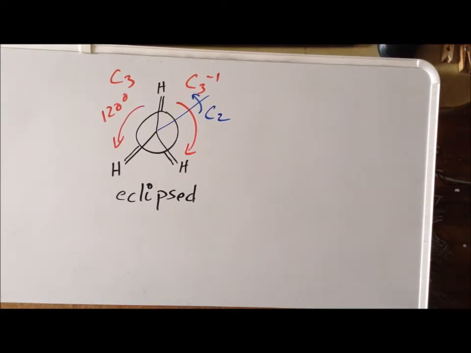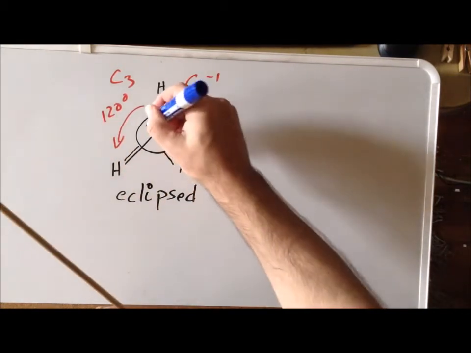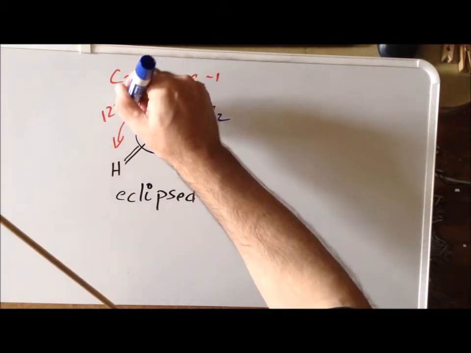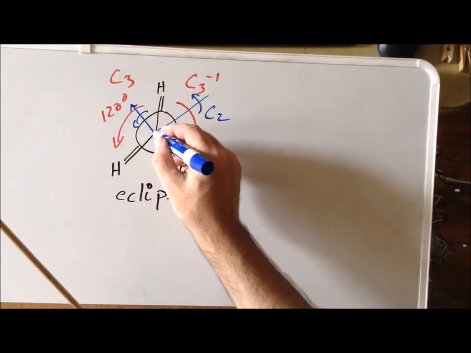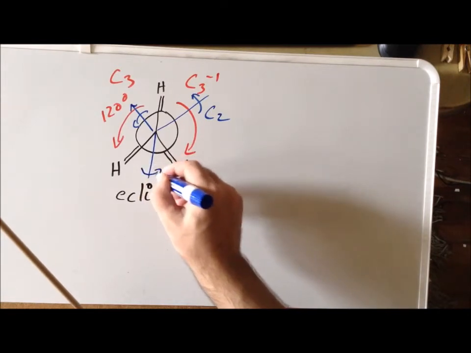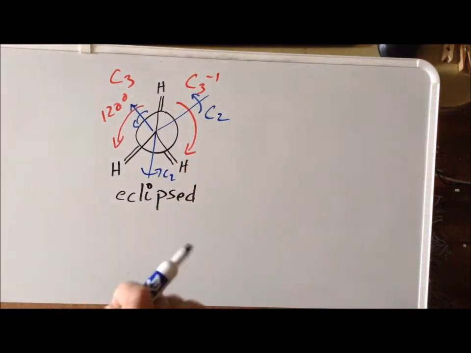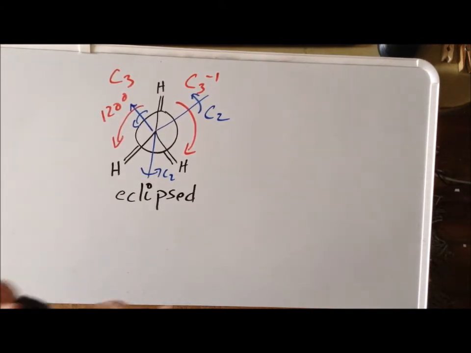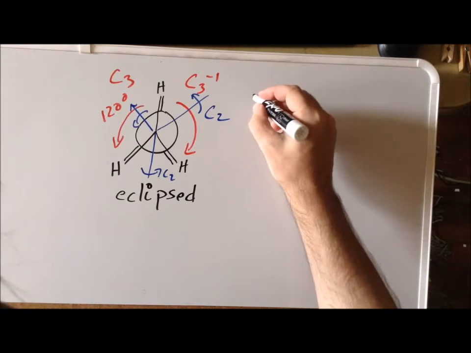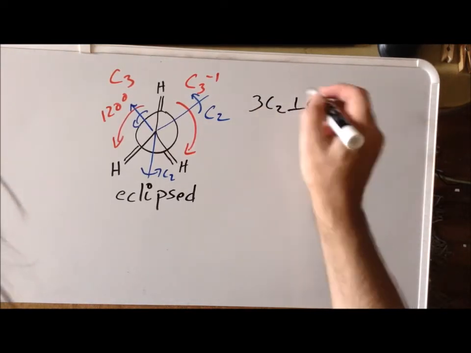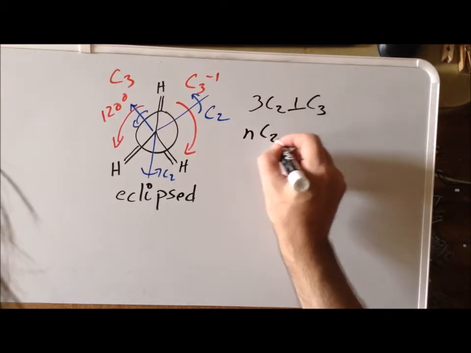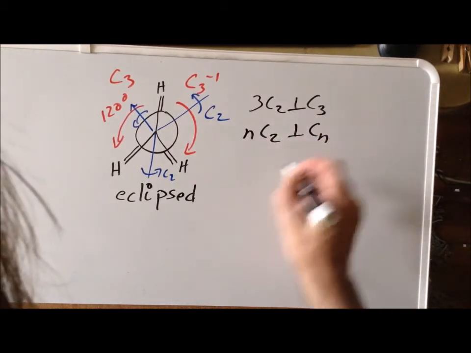Since we have at least one, we know that there have to be three. So the other C2 axes will be along here. There's one. Rotate that way. And then we have one along this axis here. So we notice that we have three C2s perpendicular to our C3, which means that we have n C2s perpendicular to our Cn, so we must have a D group. So it's got to be D3.